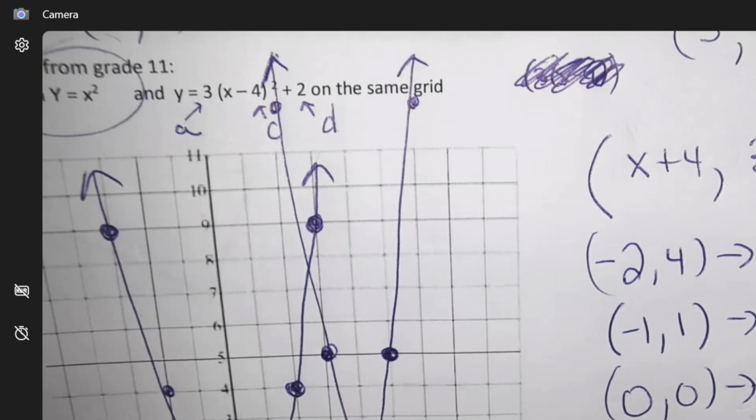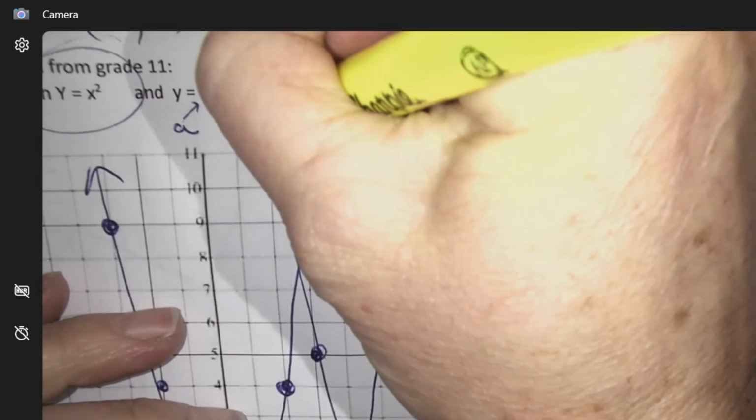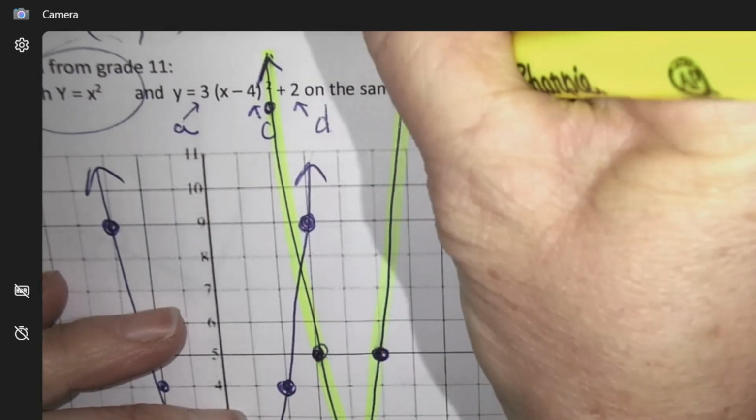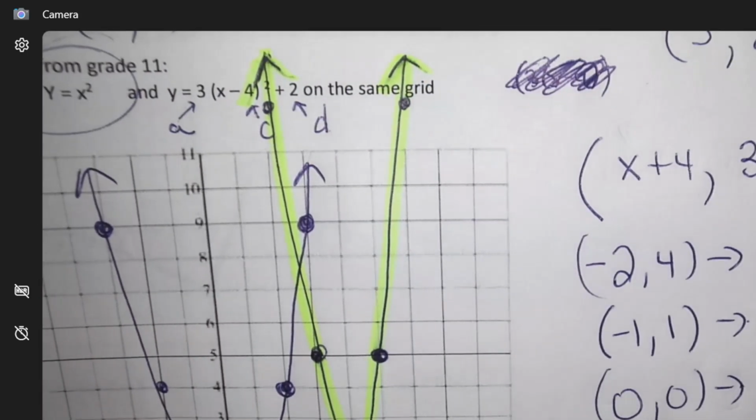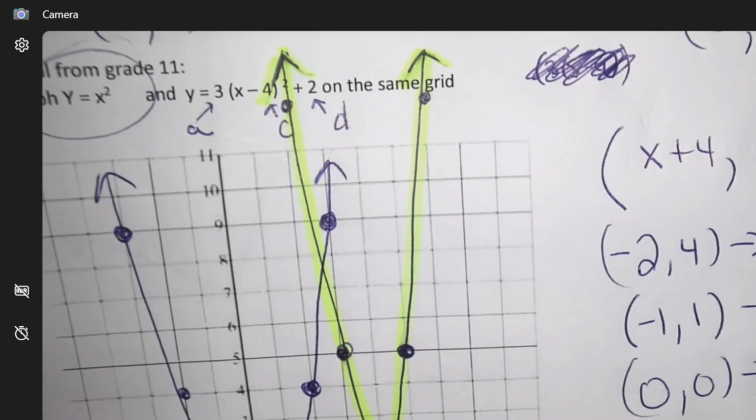Okay, you did this last year. We did it in a bit of a different way. Okay, so this is the original, and now this is new. Did you see a vertical stretch by 3? Looking at my hands, did I pull the points apart from each other? Where do I see that? I see it here.